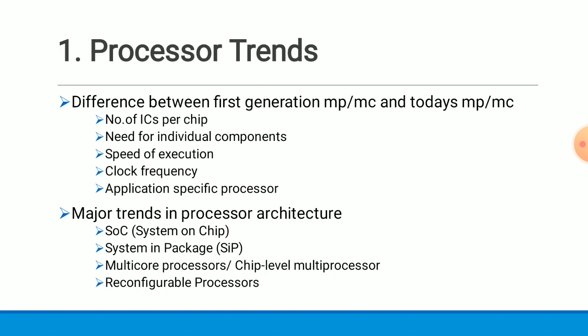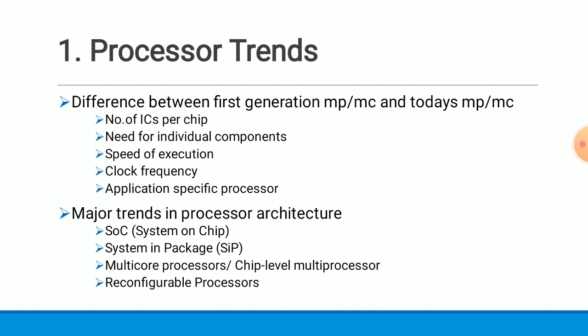Then third one is speed of execution. In older days, the processors were running at slow speed because they could execute fewer instructions per second. But nowadays microprocessors or microcontrollers use pipelining, parallel processing, etc., and the speed is increased. Then next one is clock frequency. In older days the clock frequency was in the megahertz range, but nowadays it's in the gigahertz range.